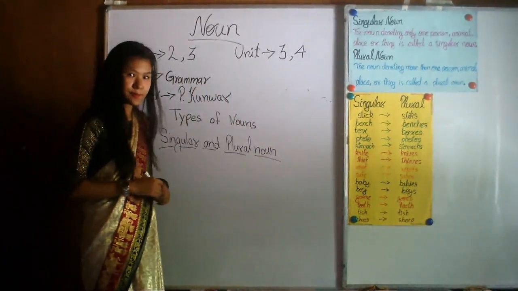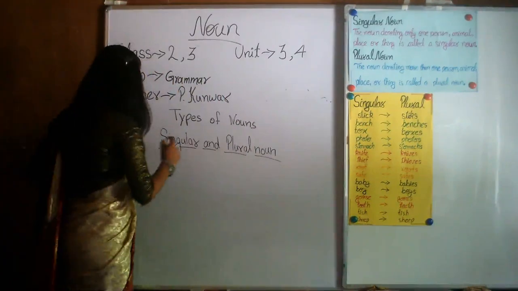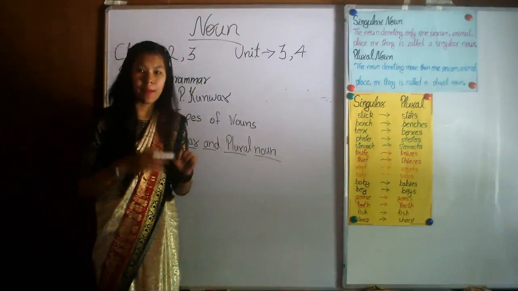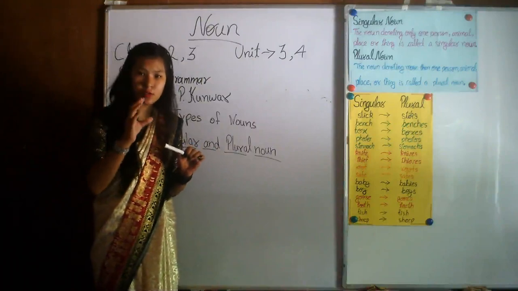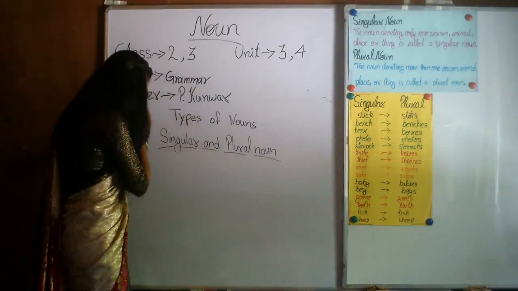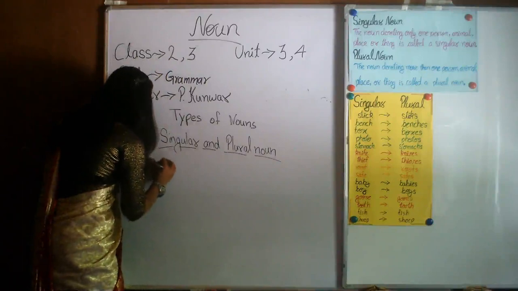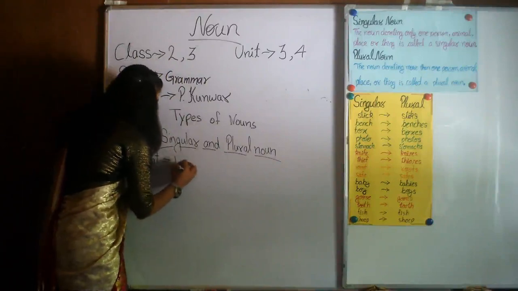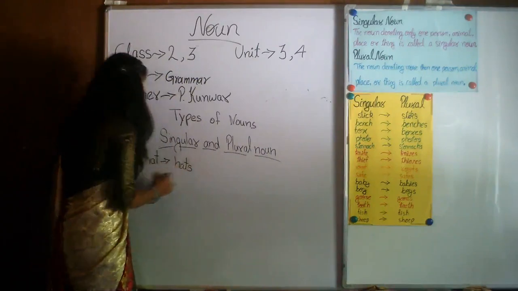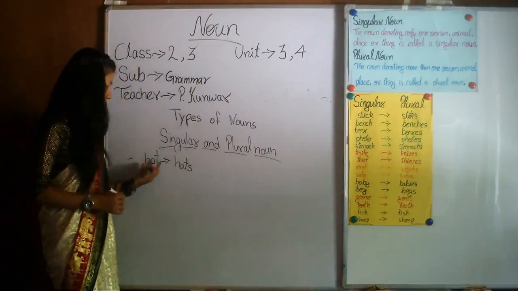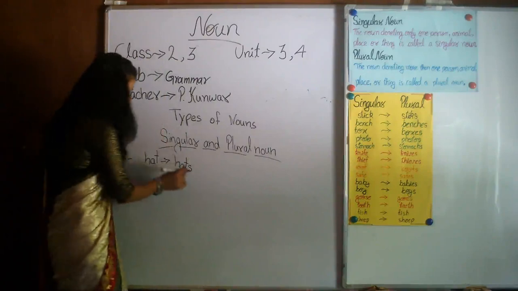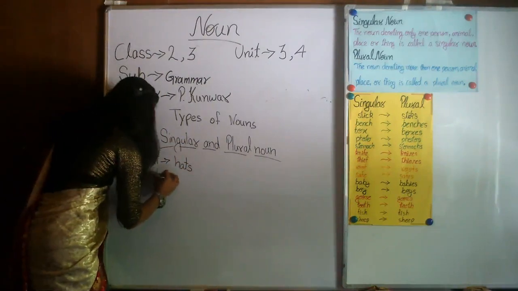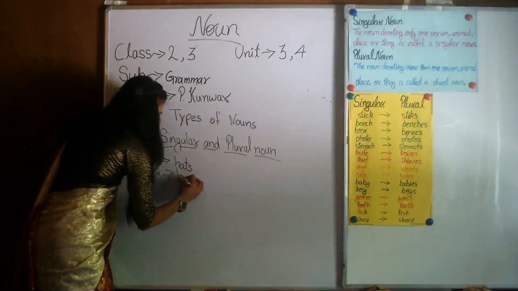First rule is by adding s to the singular noun. By adding just s to singular noun, like hat, hats. By adding just s to the singular noun, like book, books.